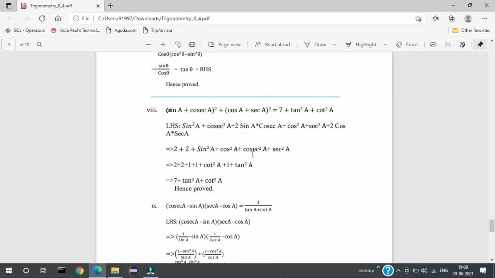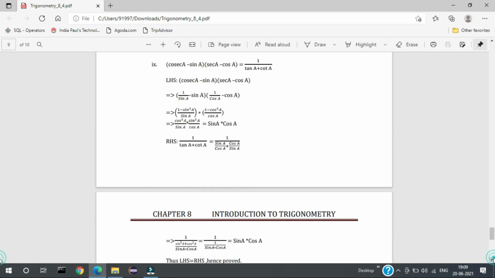Next, cosecant square A can be written as 1 plus cot square A. Secant square A can be written as 1 plus tan square A. Now 2 plus 2 plus 1 is 5, plus 1 is 6, one more 1 is 7. 7 plus cot square A plus tan square A. That implies 7 plus tan square A plus cot square A. Hence we proved.